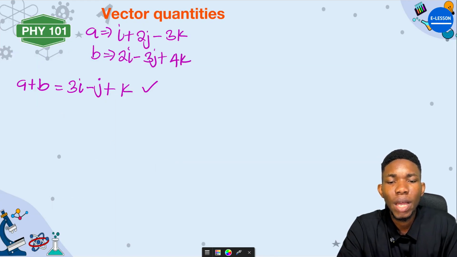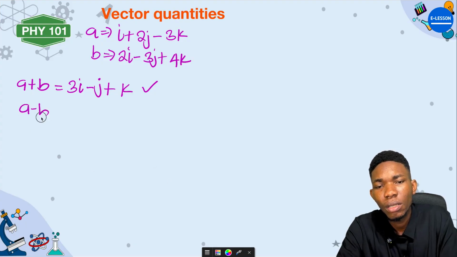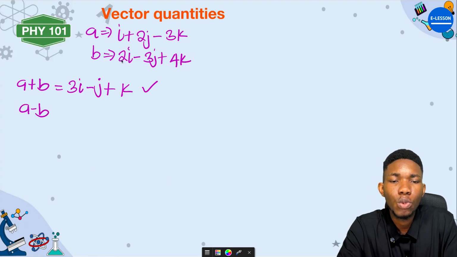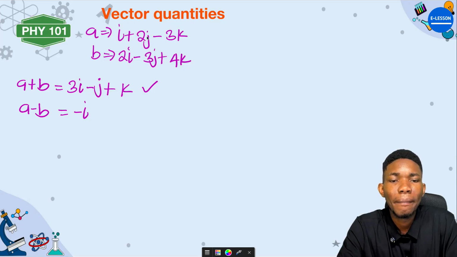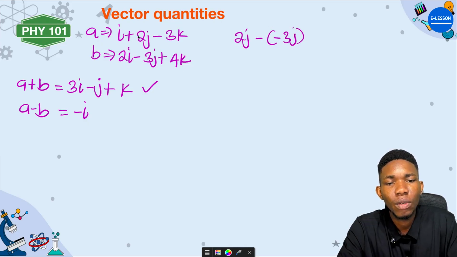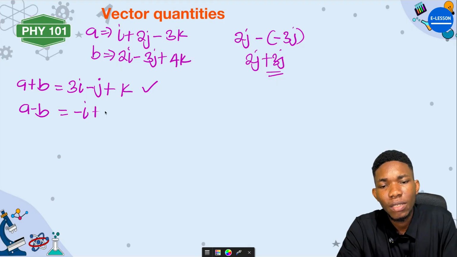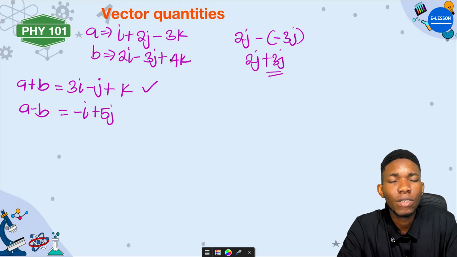Now the next one is A minus B, meaning subtract. So A minus B, i minus 2i. That will give us what? Minus i. Now 2j minus 3j. 2j minus bracket minus 3j. That is the meaning of what we have here now. Minus times minus will give us plus. So this will give us 2j plus 3j. That will give us what, my dear student? Plus 5j. Then you have minus 3k plus 4k.